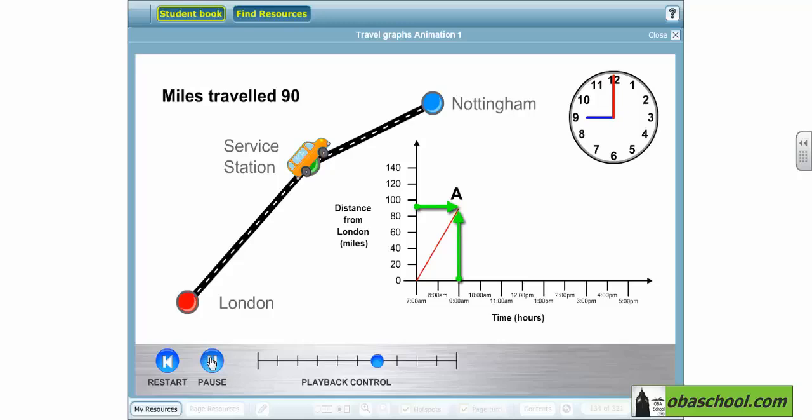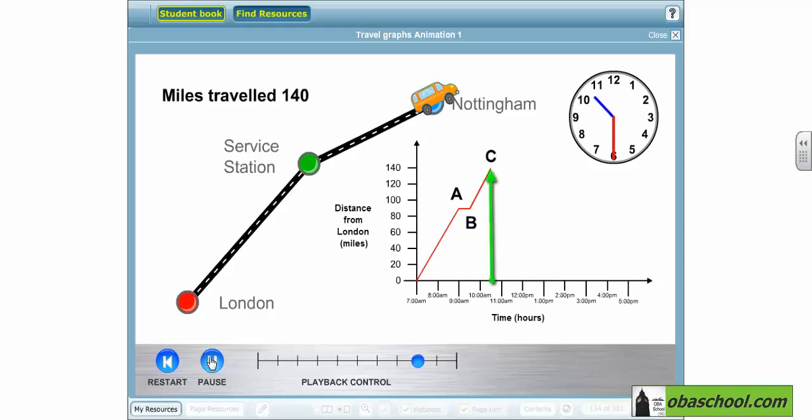Let's call this point A. Then the car stayed for 30 minutes from 9 to 9:30 at the service station, so we draw a straight horizontal line from A to B. Then from 9:30 to 10:30 it traveled 50 miles, so we get 140 miles.